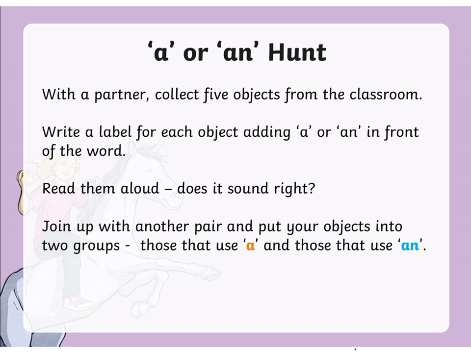जो भी कोई ऑब्जेक्ट होगा उसके आगे आप क्या लिखेंगे? ए और एन. Read them aloud. आपने उसको जोर से पढ़ना है. Does it sound right? आपको उसकी साउंड की जो आवाज़ है वो सही से है कि नहीं है. Join up with another pair and put your objects into 2 groups. आपने क्या करना है? उन दोनों को ज्वाइन करना है और उनको 2 ग्रुप्स में बांटना है. Those that use a and those that use an. अब उनको किस में बाइफरकेट करना है? ए का एक ग्रुप और दूसरे का एन का. तो इस ढंग से हम क्या करेंगे? एक एक्टिविटी खेलेंगे और इसको एंजॉय करेंगे.